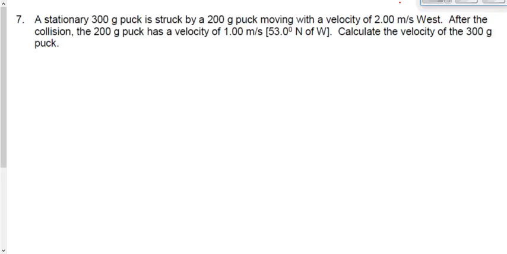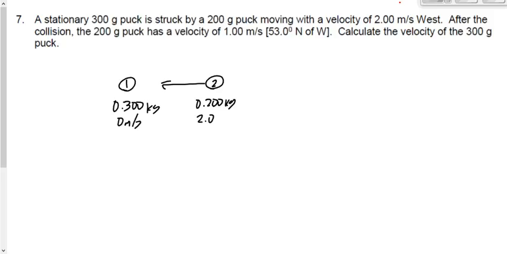All right, I want to say object number 1 here is my 300-gram object, 0.300 kilograms. It's at rest, so 0 meters per second. I'm going to say object number 2 is moving towards it. It has a mass of 0.200 kilograms and has a velocity of 2 meters per second. They collide, and it says the 200-gram puck, that's the lighter one, object number 2, as we named it, goes off this way at 53 degrees, at a speed of 1.00 meters per second, and then object number 1 is presumably going to go down this way. We don't know how fast it goes. That's what we're going to try to find.